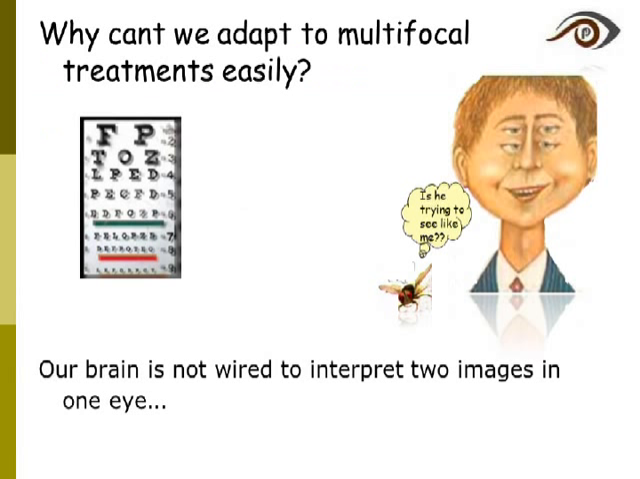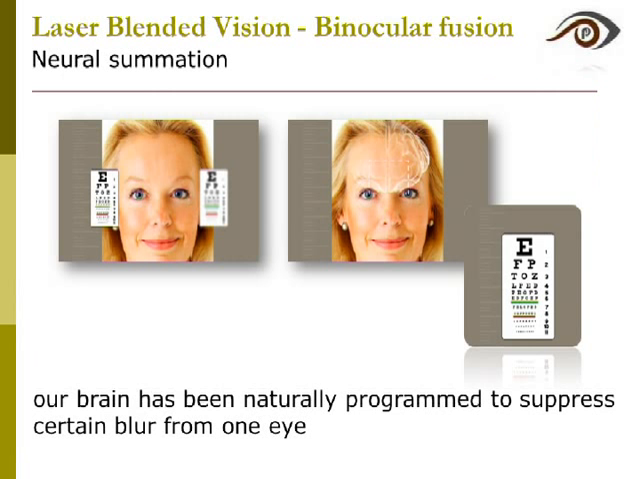So why can't we adapt to multifocal treatment easily? As you all know, at least 10% of patients never adapt to this multifocality, because simultaneously our brain will be receiving images from the distance and images from the near vision also, so it takes longer to get adjusted. So as I already said, laser blended vision is nothing but a neural summation. Our brain is naturally programmed to suppress certain blur from one eye.